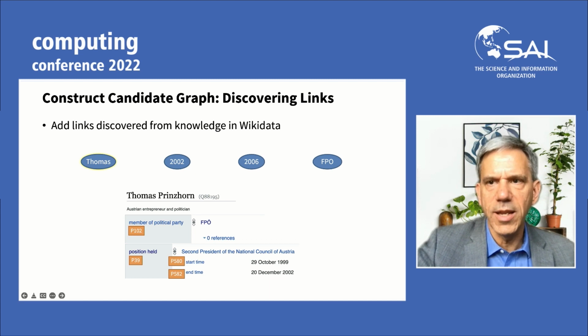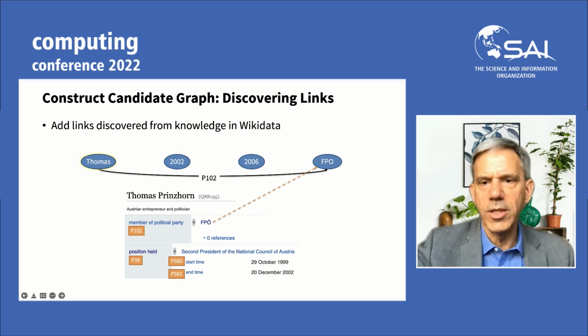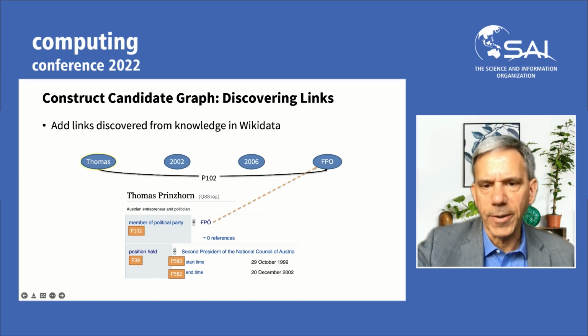And so we see that he's in Wikidata with this corresponding information about him. So he's a member of political party FBO. He has a position held, which is the second president of the National Council. He has a start and end time. And so we essentially take that information and we're going to note the links in this graph we've created, so that there's a link from Thomas to FBO, which is the P102 link, which is the member of the political party. And we can do that for the other information.